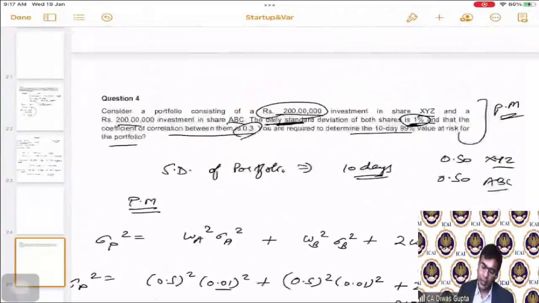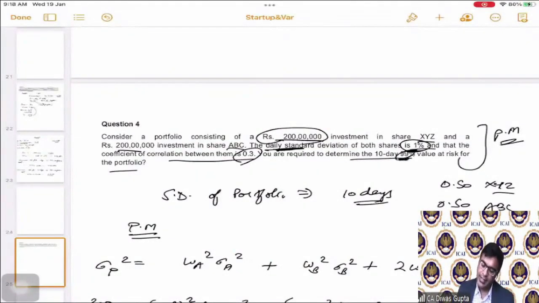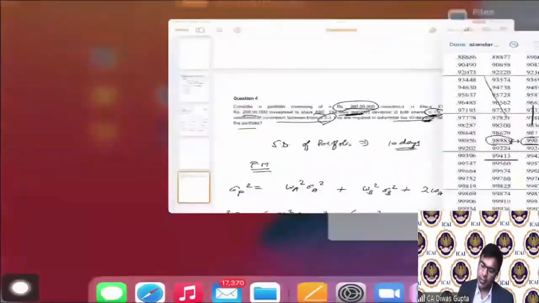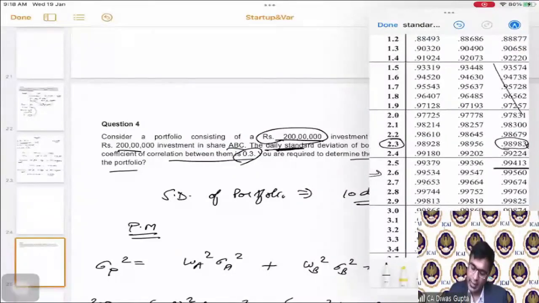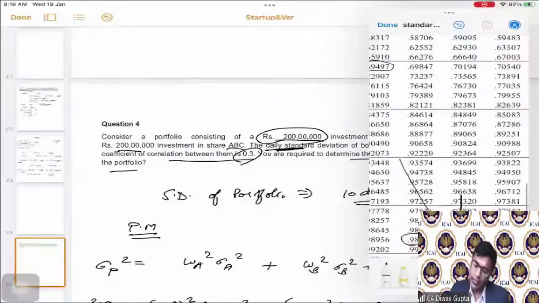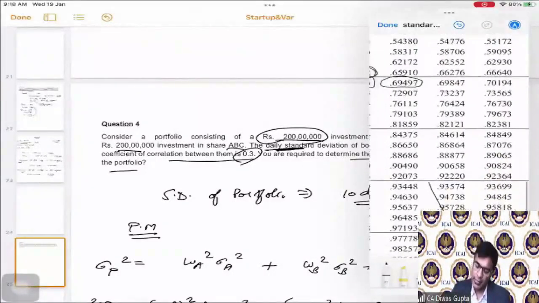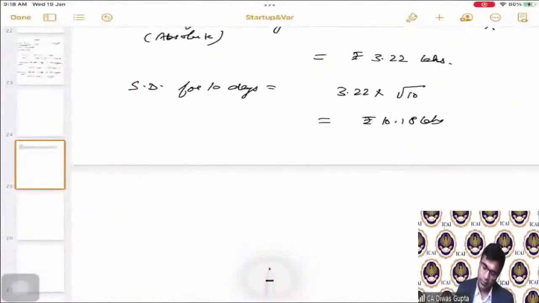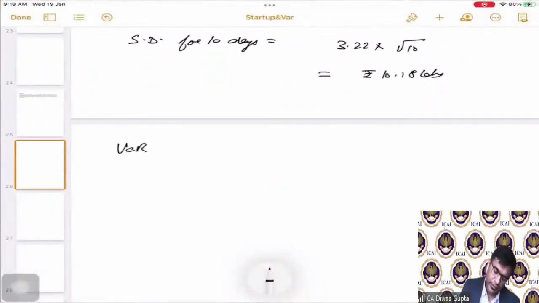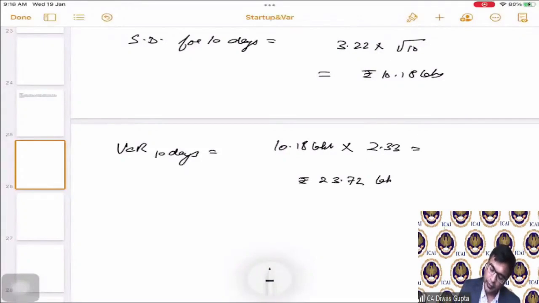Okay. Now, what is the level of confidence? It is 99%, as per our standard normal table. So again, the 99% comes as 2.33, right? 2.3 for this, and 0.03 we will have to add from the top, so it comes as 2.33. So we will use the same number here. Hence the VaR for 10 days is equal to 10.18 lakhs multiplied by 2.33, which is equal to rupees 23.72 lakhs. Simple. This is the VaR for 10 days.